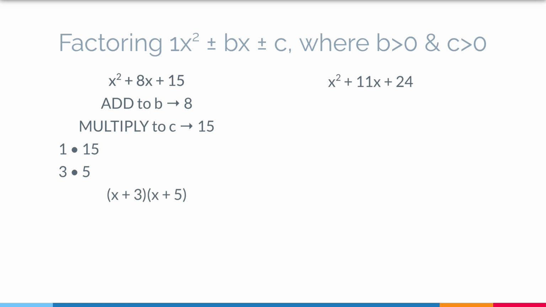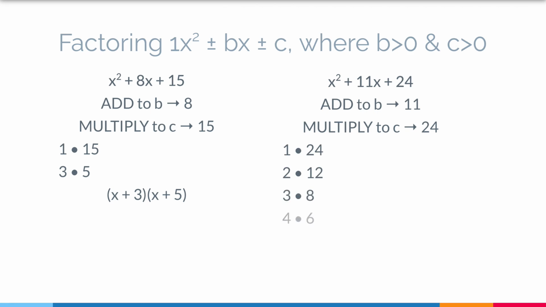Let's try another one. x squared plus 11x plus 24. Your b value is 11, so we're looking for two numbers that add to 11 and multiply to 24, which is our c. The factors of 24 are 1 and 24, 2 and 12, 3 and 8, and 4 and 6.